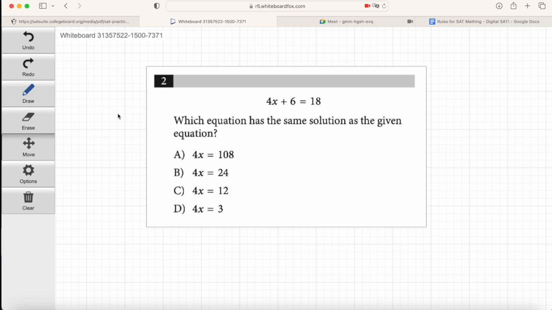Well, we're not just solving for x. We're going to have to, but they're not asking us for x. What are they asking us here? Which equation has the same solution? Yeah, which equation has the same solution, right? And so we're going to find out what x is here, right?